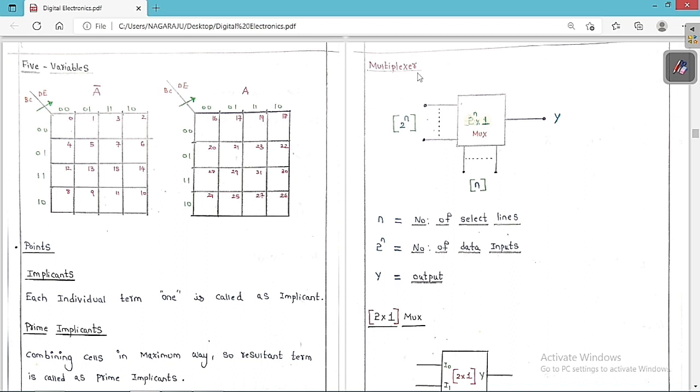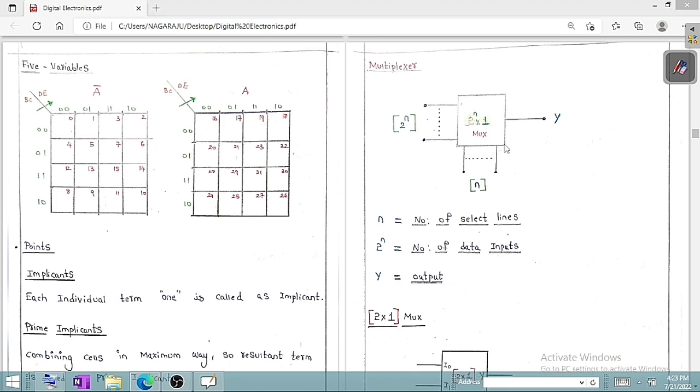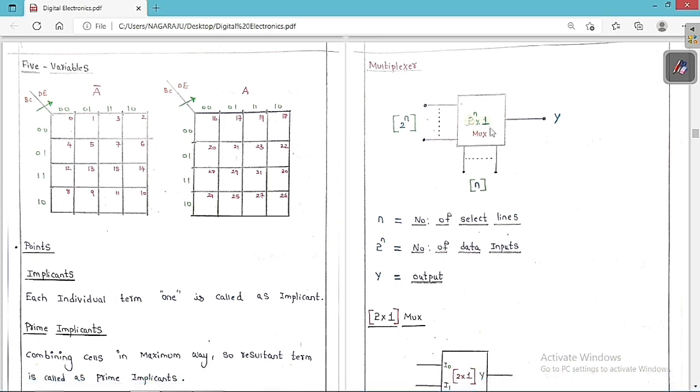So now we are going to learn about a new concept called the multiplexer. This is a very important concept that you always have to understand regarding the multiplexer. The multiplexer is written carefully here.